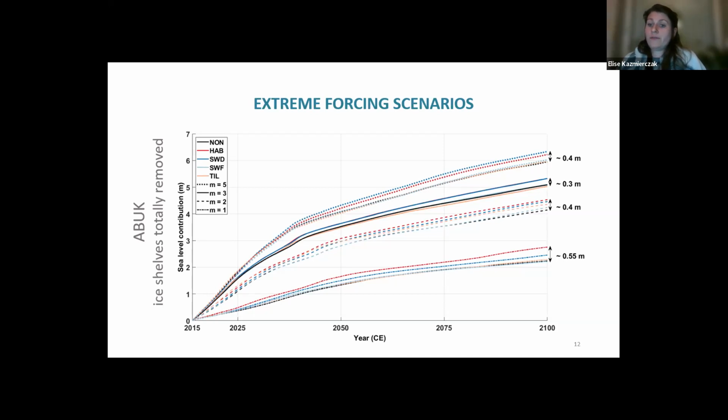The sea level contribution from the Antarctic ice sheet will vary between around 2 and 6.5 meters. And it is clear on this graph that the choice of the sliding law is the dominant factor of the Antarctic ice sheet sensitivity. However, subglacial hydrologies will modulate the sea level contribution by around 0.5 meter, and subglacial hydrologies reducing the effective pressure in the grounding zone, so the HAB and the SWD options, increase the ice sheet's sensitivity to forcing. ABUM experiments show the same conclusions as ABUK, but with lower intensity due to the lower intensity of the forcing itself.